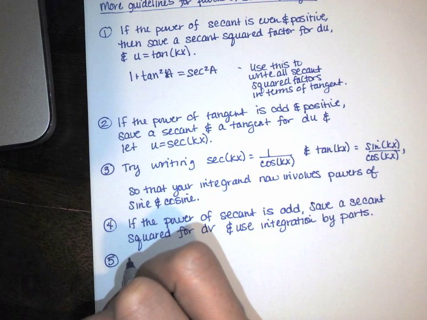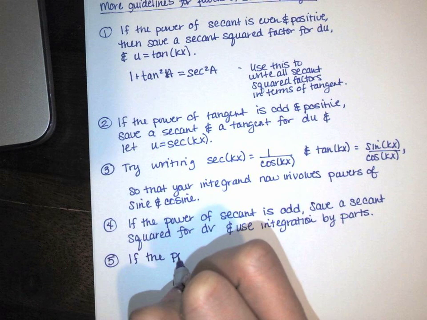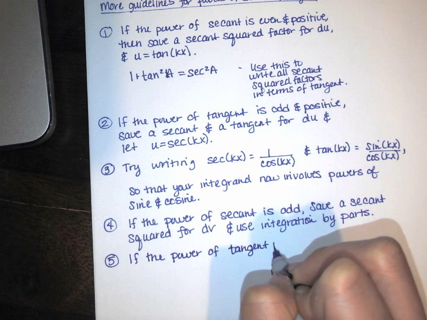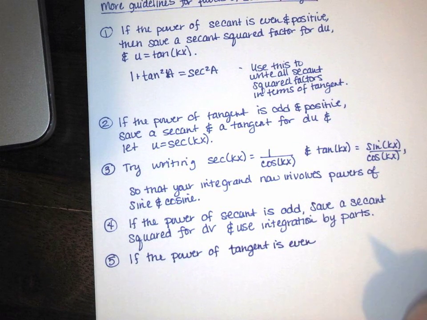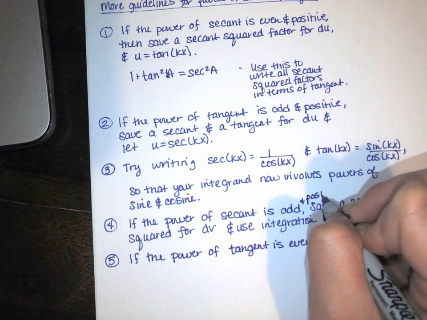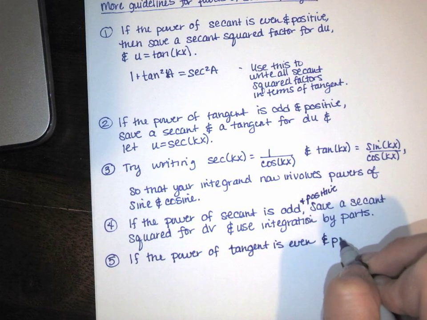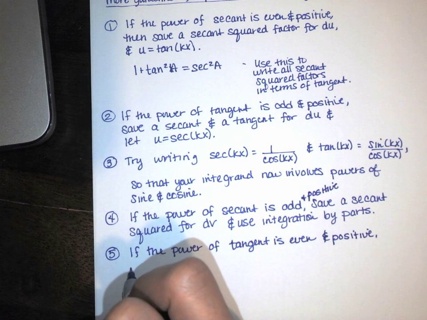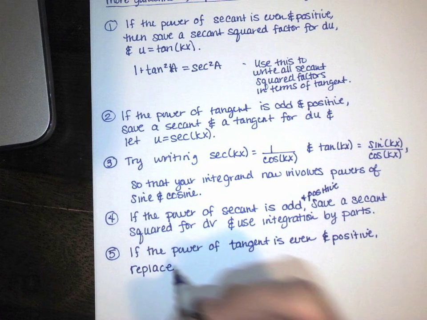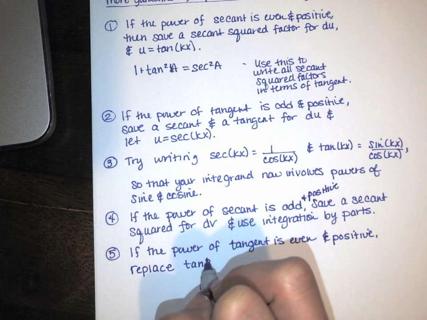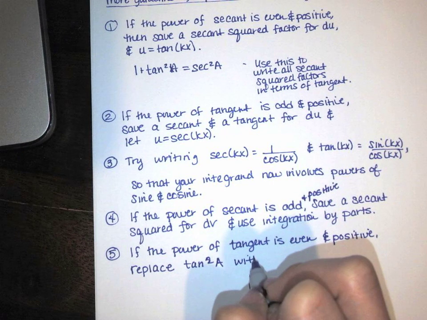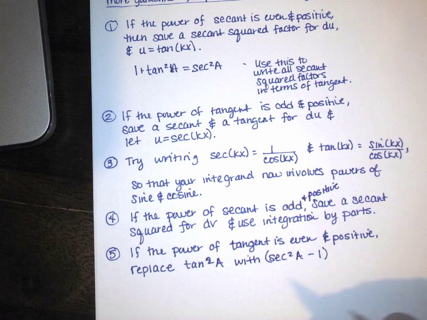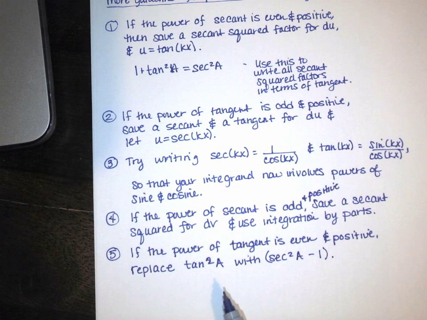If the power of tangent is even, I guess this is odd and positive, and this one should be even and positive. You might replace any tangent squared factor, tangent squared of some angle, with secant squared of that angle minus 1, excuse me. That might work.